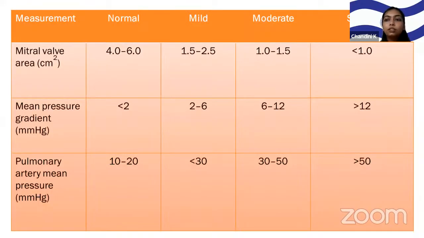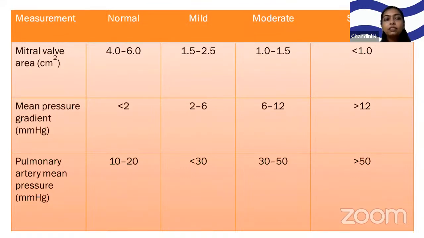So the classification of mitral stenosis is based upon the following parameters. The normal mitral valve area is 4 to 6 centimeters squared, with a mean pressure gradient between the left atrium and left ventricle of less than 2 millimeters of mercury. And the normal pulmonary artery mean pressures are 10 to 20 millimeters of mercury.